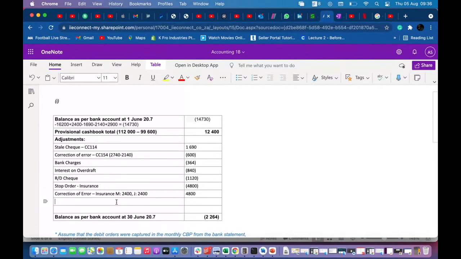Then, what else do we have? Oh, there's the Hilux insurance. Remember our bookkeeper. So check number CC203.